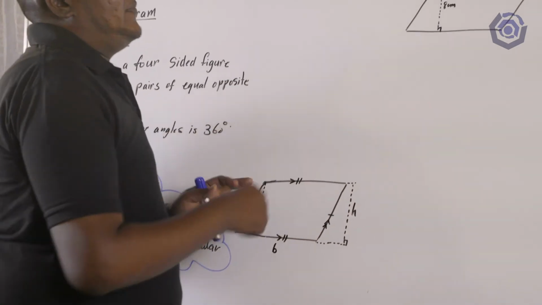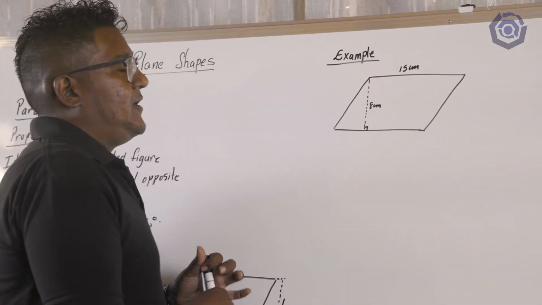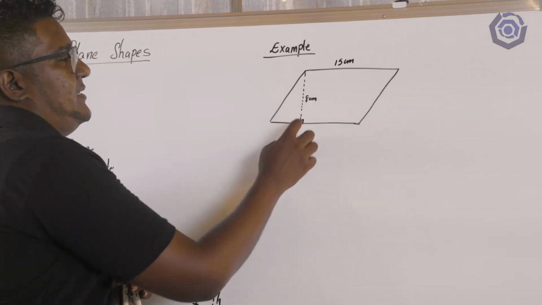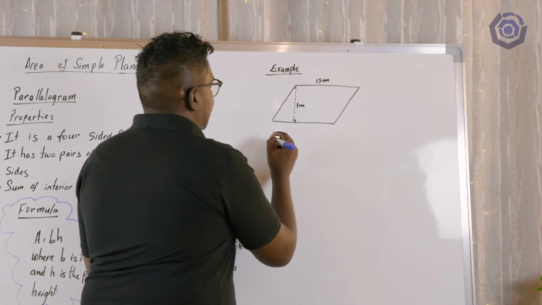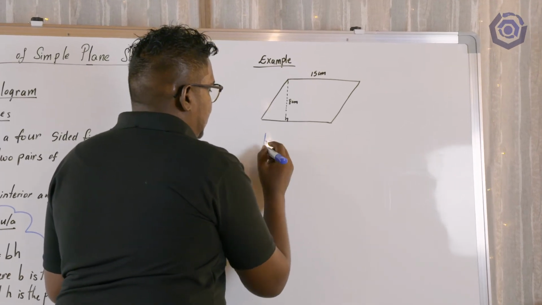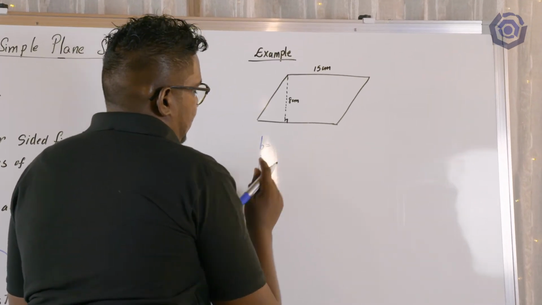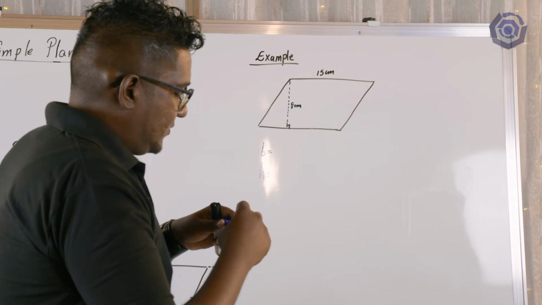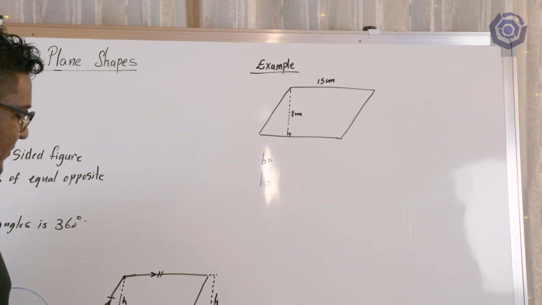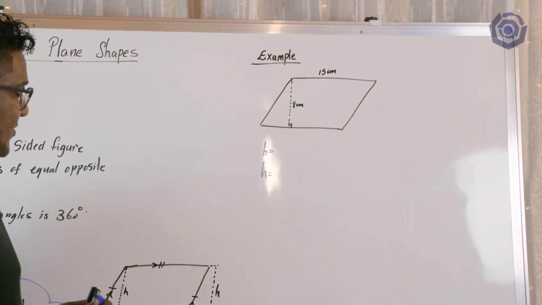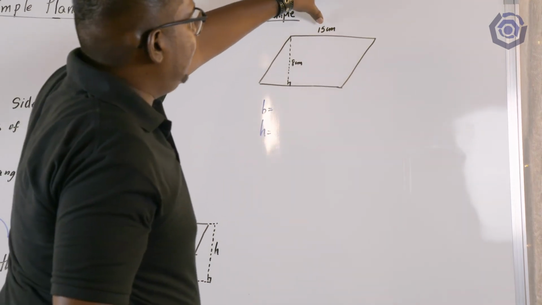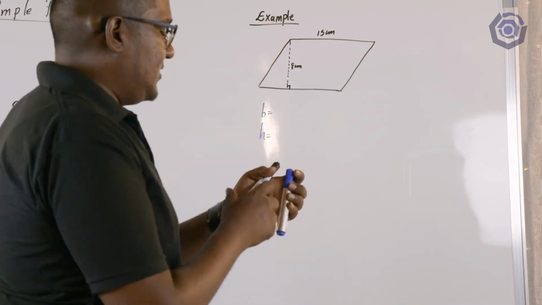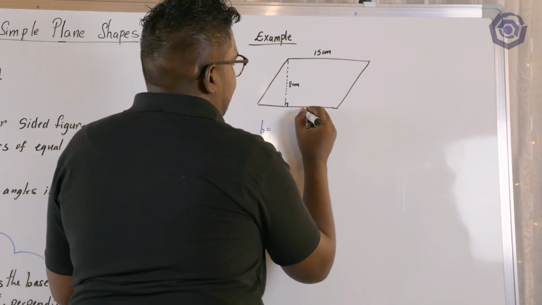Now, let's look at the example over here. You have a parallelogram with 15 cm at the top and 8 cm at the bottom. So let's see what is given. B is equal to that and H is equal to something. Now, from here I put B at the bottom, which is the base. But remember I said that this side and this side are equal. So if we're given 15 at the top, then the bottom is also 15 cm.